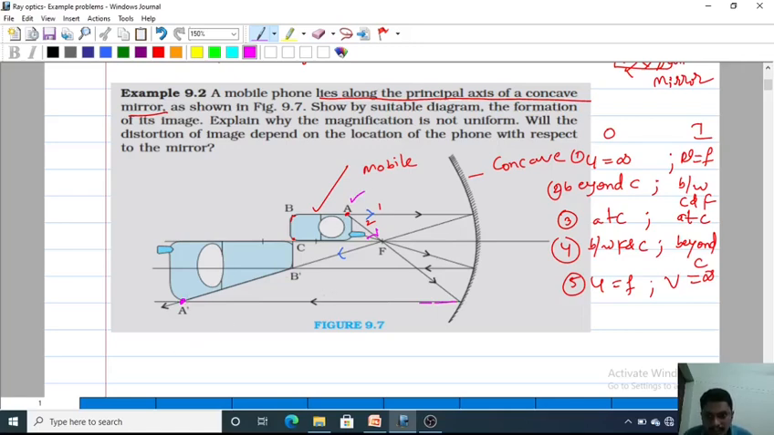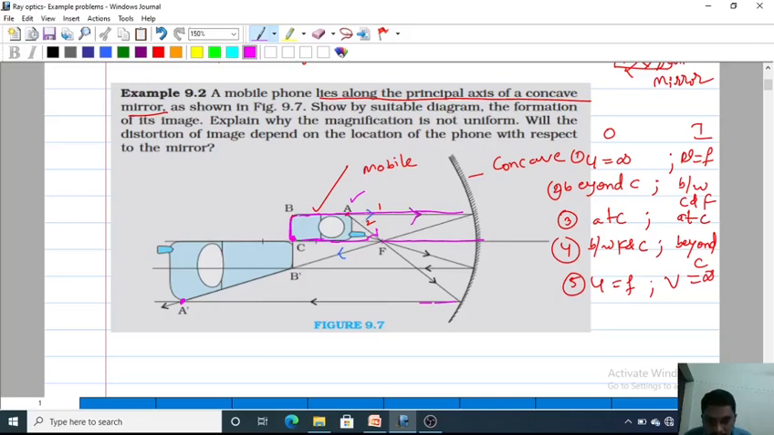Okay, and what about the image of C? So C is the center of curvature. So if you take one tip, another position of this mobile, here we can take one light ray from this position. So where do you get the image? So at the center of curvature only. So here I am taking this position. Okay, I am taking one light ray, another light ray from position B, so they will come to meet.